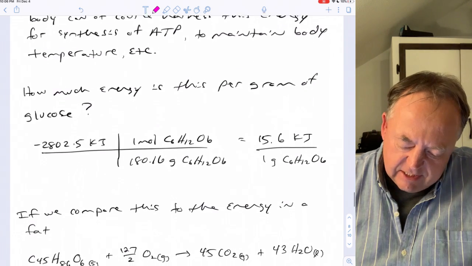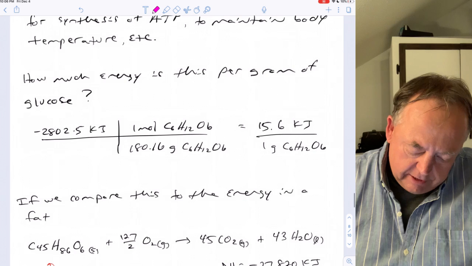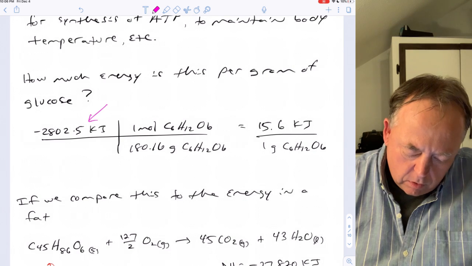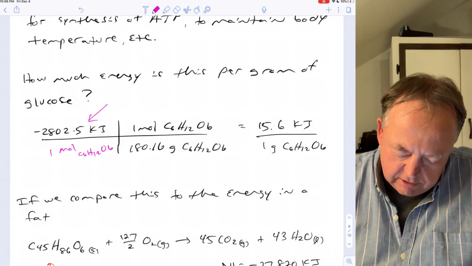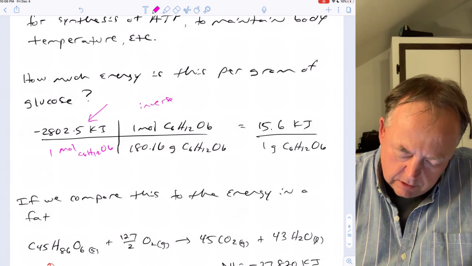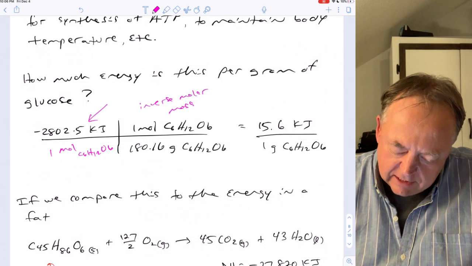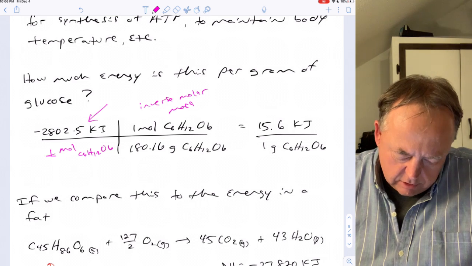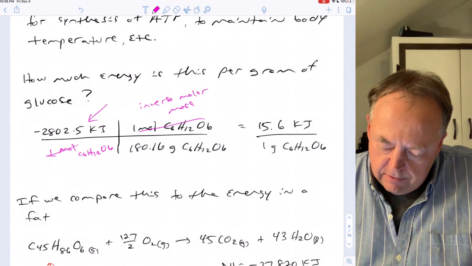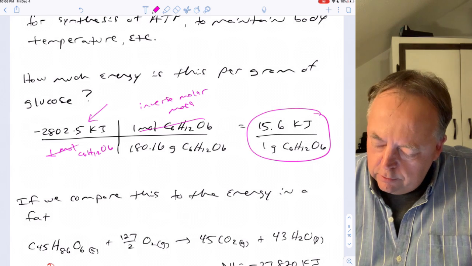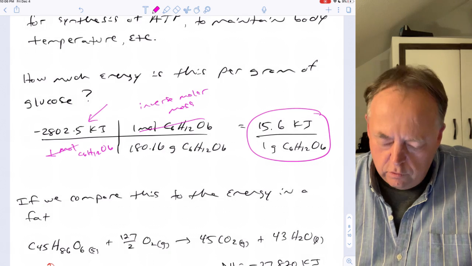So how much energy is this per gram of glucose? If we take the energy, that's the energy per mole. We multiply by the inverse of the molar mass. If we calculate the molar mass of glucose and then invert it, the moles of glucose cancel, and then you would have kilojoules per gram. So that would be 15.6 kilojoules of energy for every 1 gram of glucose.